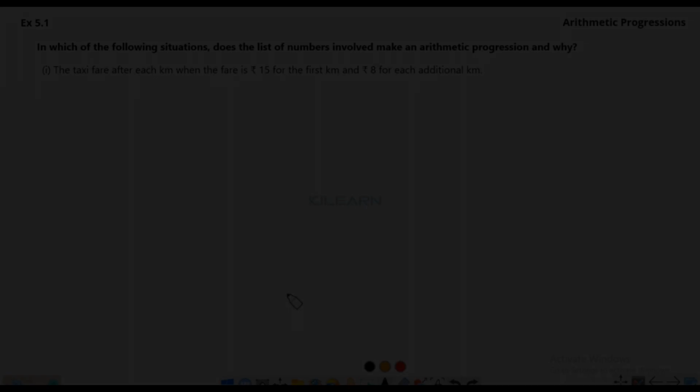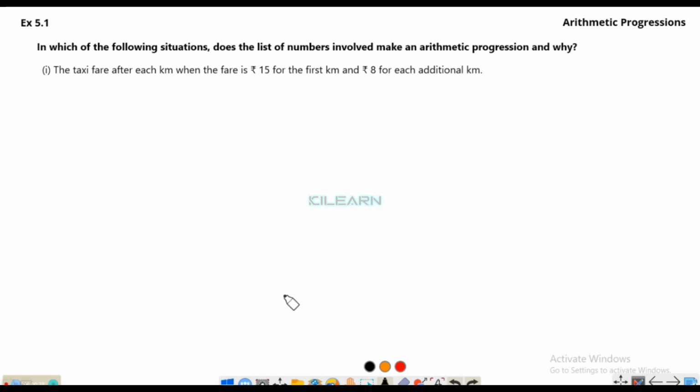Exercise 5.1, question number 1. In which of the following situations does the list of numbers involved make an arithmetic progression, and why? Under that, the first question is: the taxi fare after each kilometer, when the fare is rupees 15 for the first kilometer and rupees 8 for each additional kilometer.